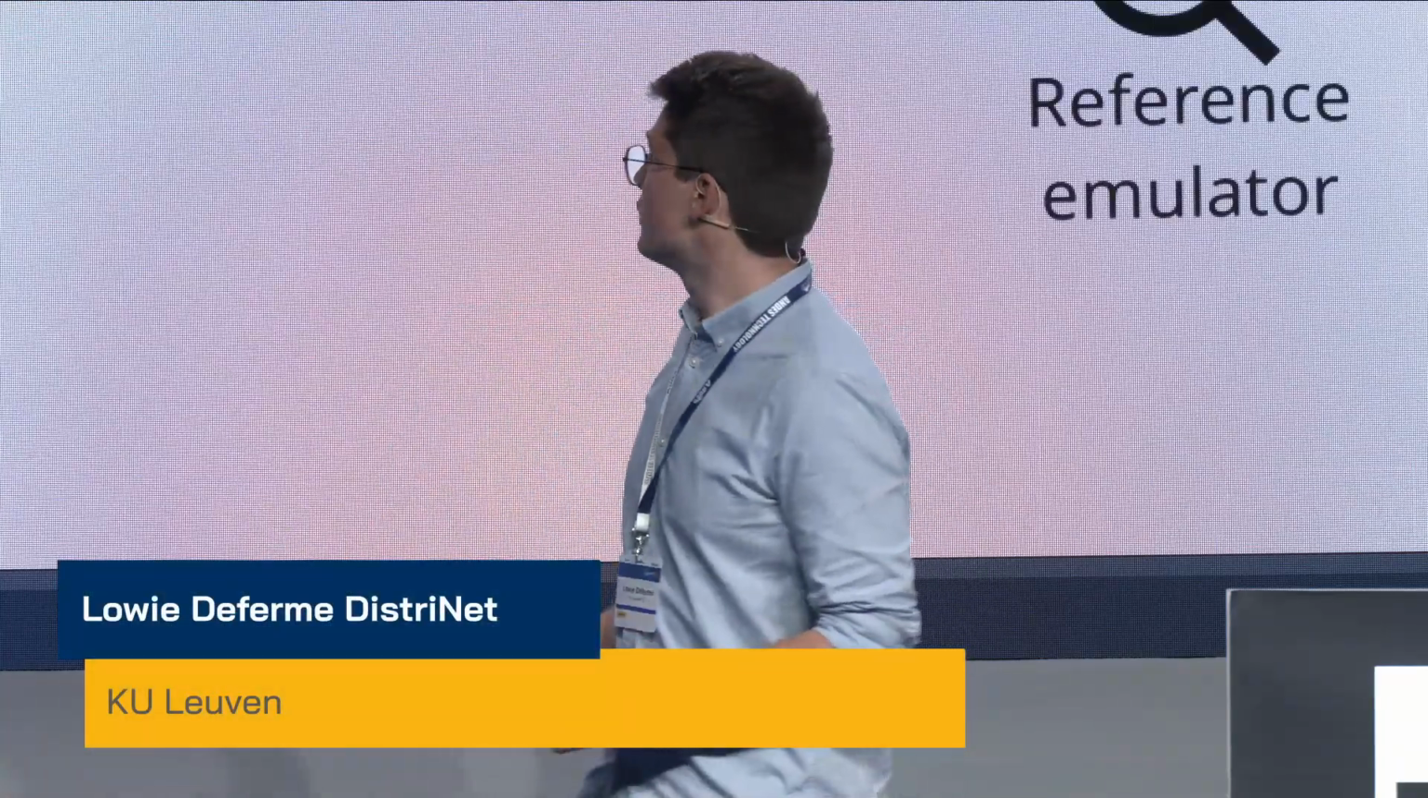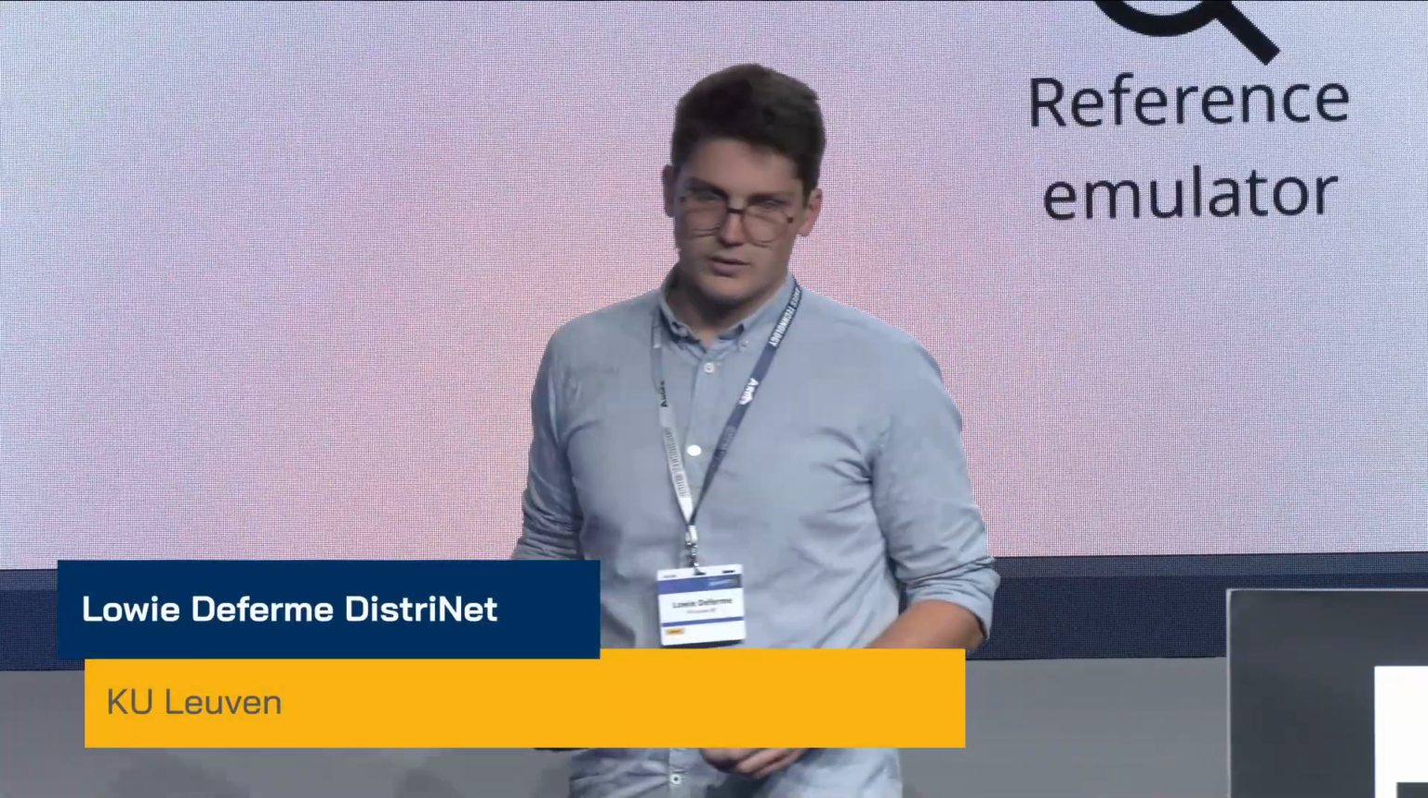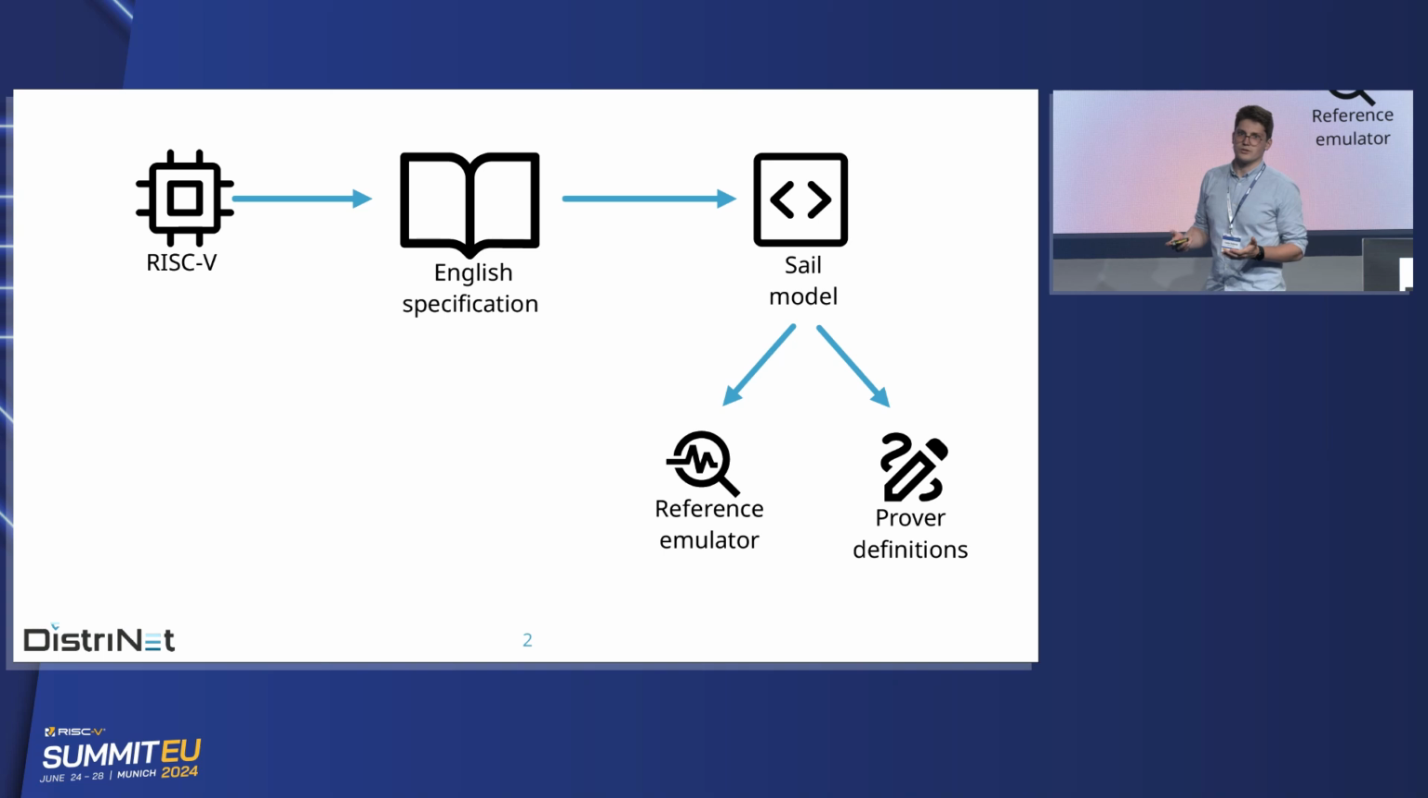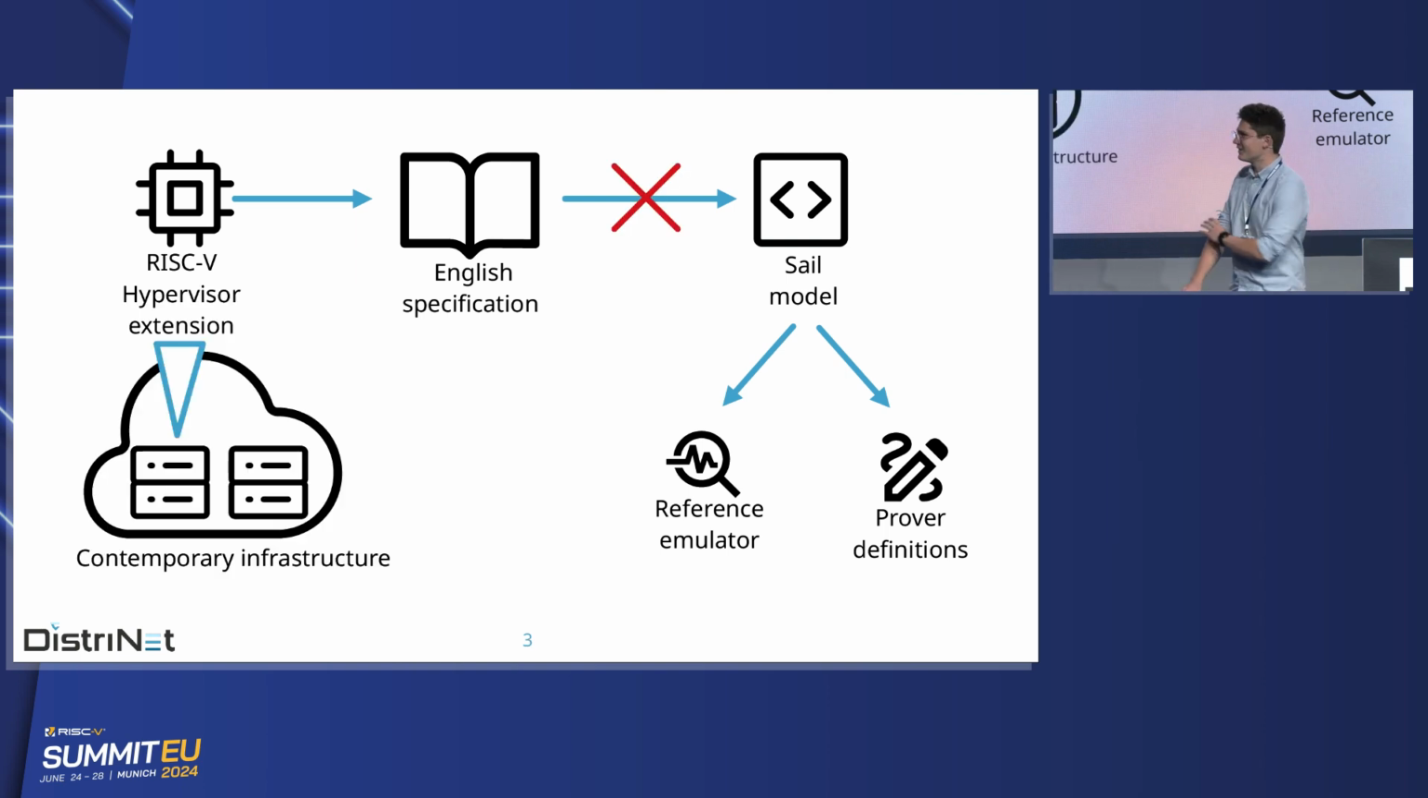So, as you all know, RISC-V is an ISA specified in an English document. Apart from this document, there also exists a more formal model in a domain-specific language called SAIL. And this language allows to extract definitions for theorem provers and reference emulators. However, not all ratified extensions are part of the SAIL model, and one such extension is the hypervisor extension.